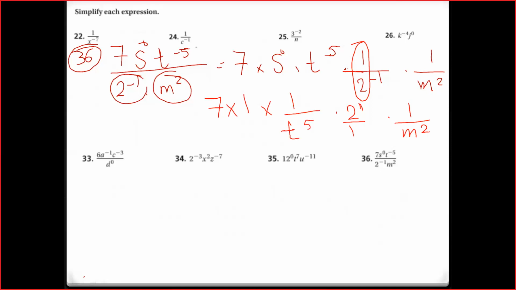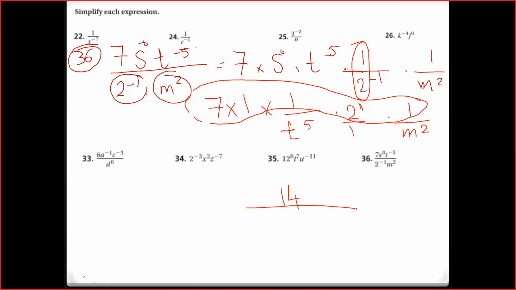Then, now let's multiply the numerator. 7 multiplied by 1. 7 multiplied by 2 is 14. Then, going down, we are going to talk about the denominator: t to the power 5 times m squared. And this is now the simplified expression for number 36.